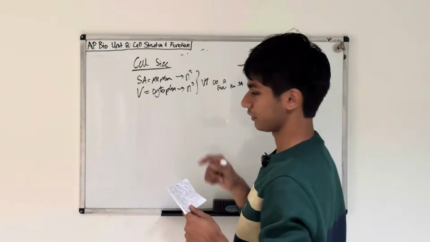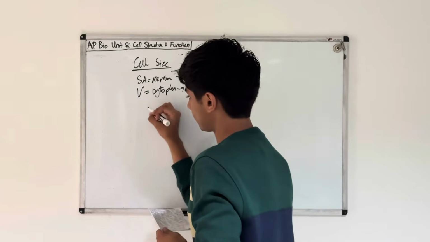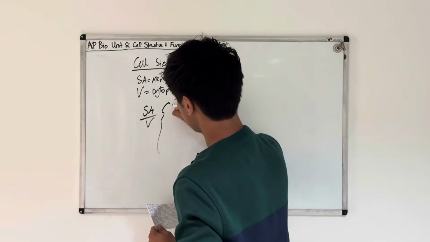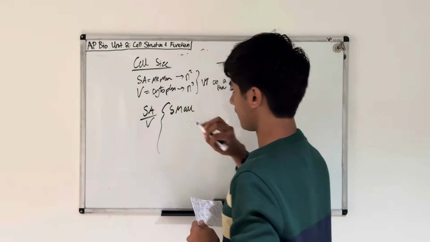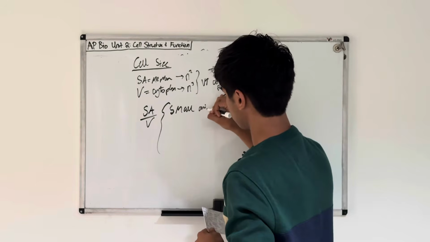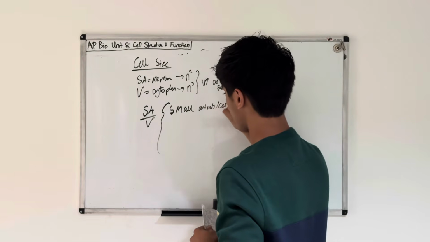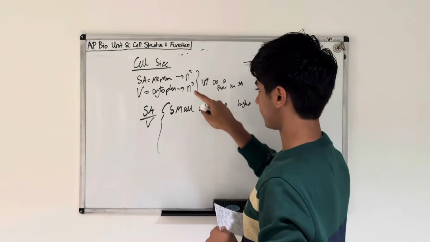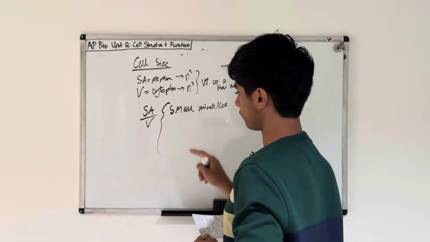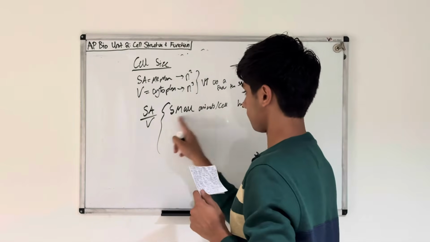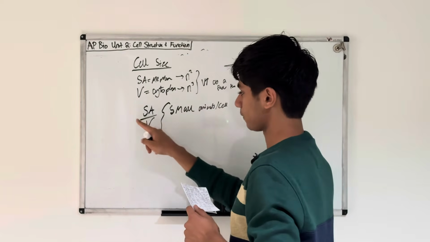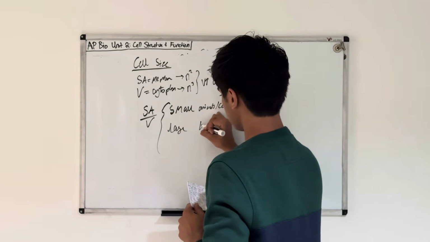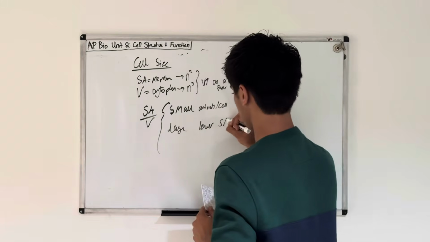Because volume is increasing at a faster rate, if we look at the surface area to volume ratio, or surface area divided by volume, we can see that small animals or cells have a higher SA to volume ratio because, again, it goes by n squared to n cubed. If we have a smaller n, so a smaller cell, we're going to have a higher SA to volume ratio, versus large cells, which have a lower SA to volume ratio.